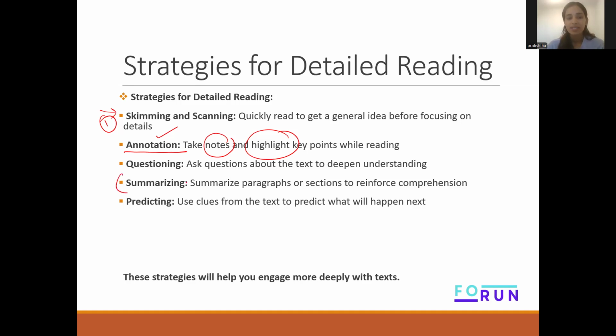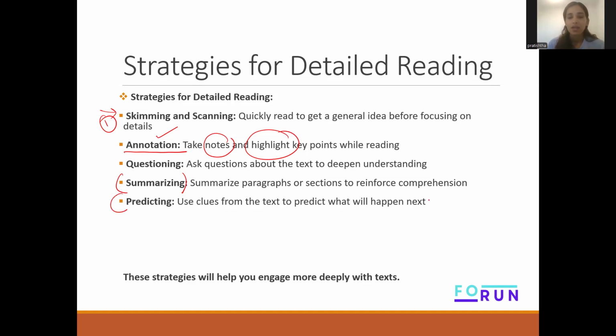Then try to summarize the text. Summarizing is super important because in IELTS, you are going to get longer passages. And with longer passages, I would personally really suggest you to write, after every paragraph that you have read, one line summary or just a few words, right, about what this paragraph is about. Because IELTS has really long reading texts.